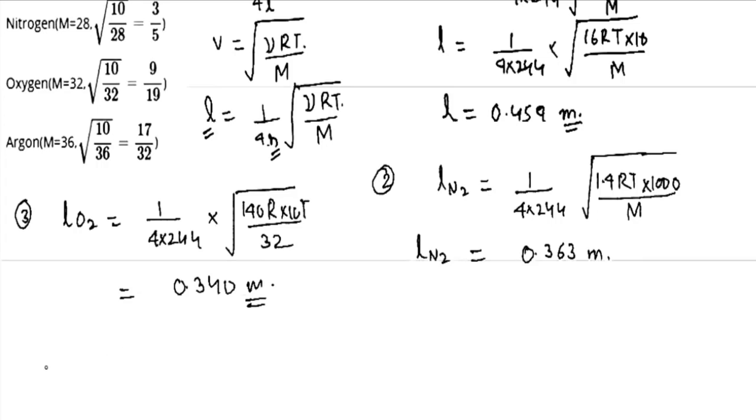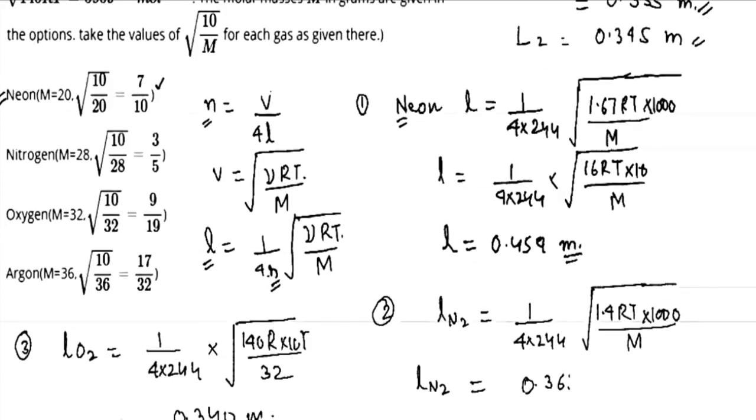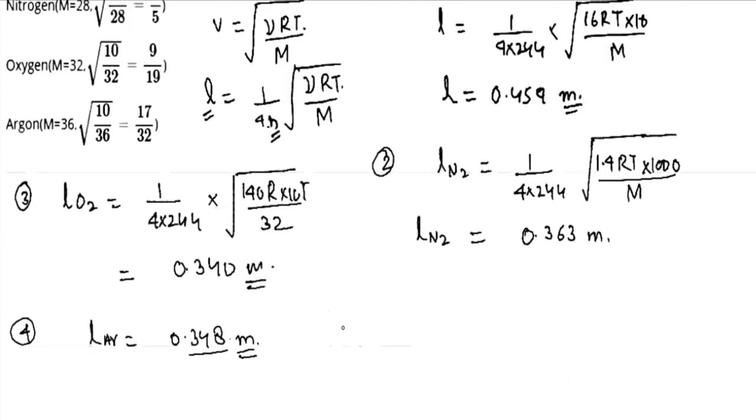Now let's try to find out for argon. So for argon, if we directly use the same formula, argon is again a monoatomic gas. So if we find out the length for the argon, it will be 0.348 meters. So you can see that this is the length which is in between 0.345 and 0.355. So only if argon is filled in the gas, then it can produce resonance. I hope you understood the explanation.